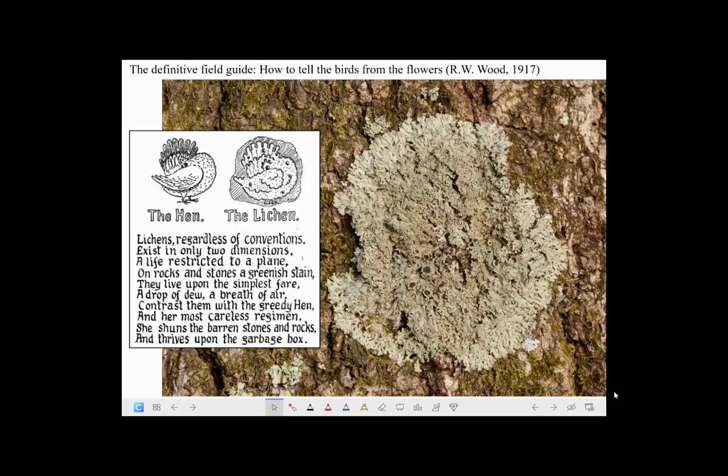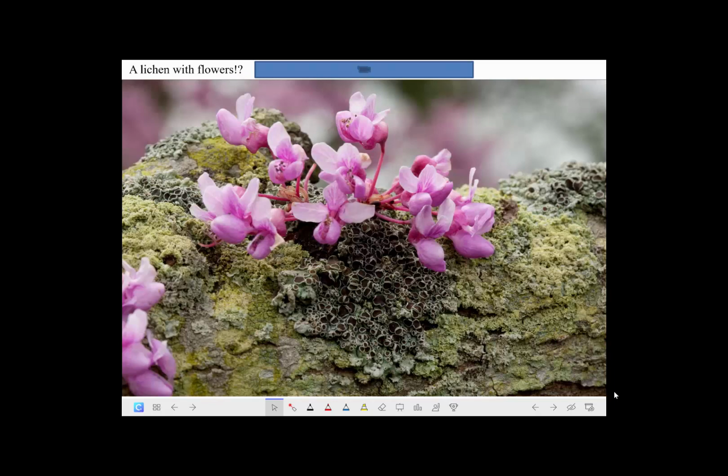As mentioned, this lichen picture looks an awful lot like that sketch, but I didn't Photoshop it. Photoshopping lichens would just be wrong. And again, a lichen with flowers? No, this is just how redbud grows, and there's a lichen on it too, because I would never Photoshop a lichen. That would just be wrong.